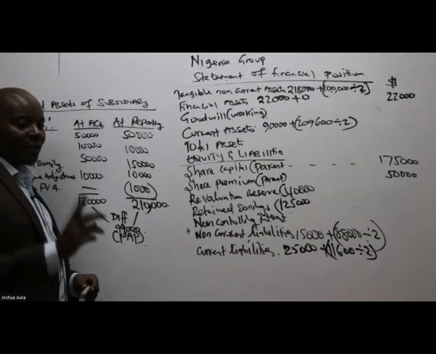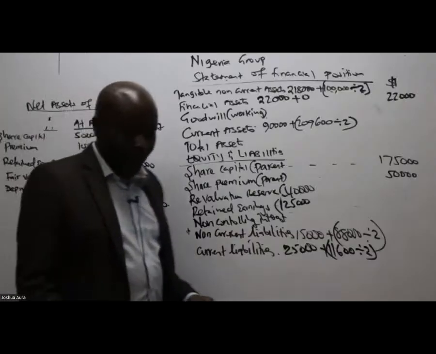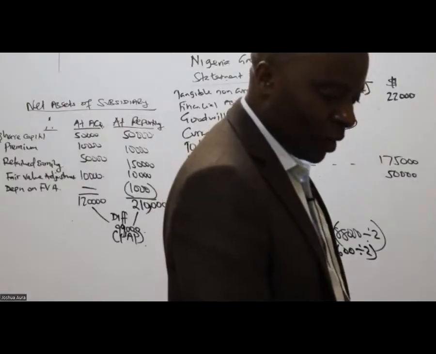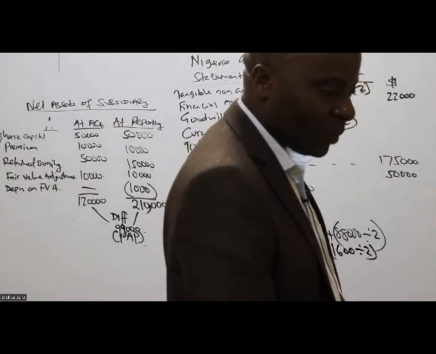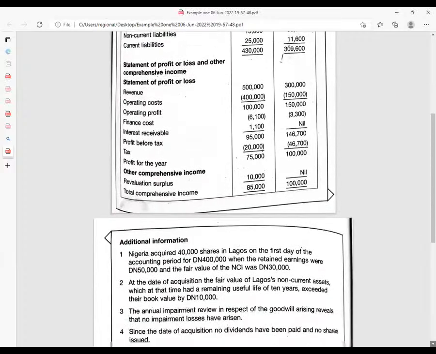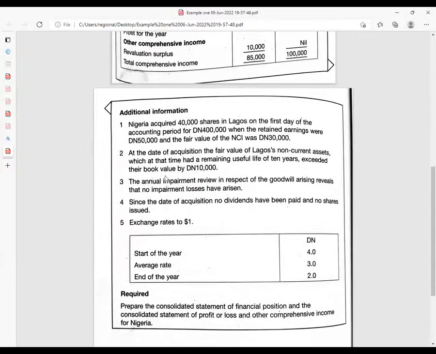There's a student who wants me to repeat something on this fair value adjustment, the valuation of assets of the subsidiary when you are acquiring them. Like now here, they have told us something very nice. At the date of acquisition, the fair value of Lagos's non-current assets, which at that time had a remaining useful life of 10 years, exceeded their book value by 10,000.